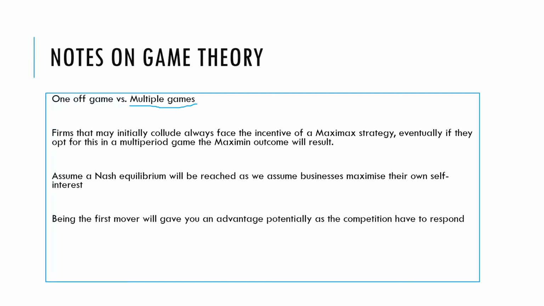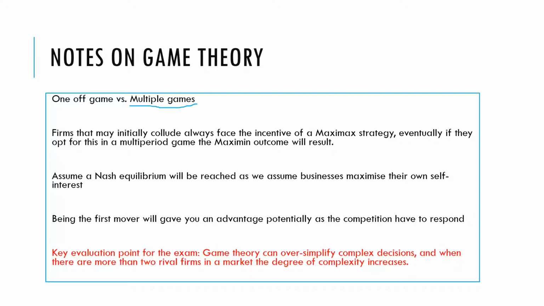Being the first mover in any of these sorts of games will normally give you an advantage, because it means the competition have to respond to your initiative. A key evaluation point for the exams, though, is that game theory can really oversimplify complex decisions. And when there are more than two rival firms in a market, the degree of complexity grows exponentially.